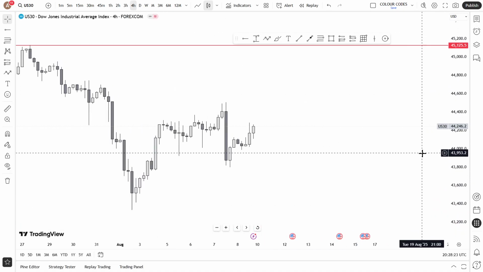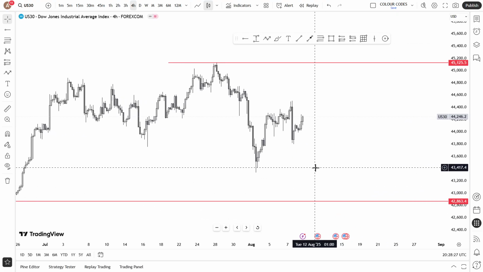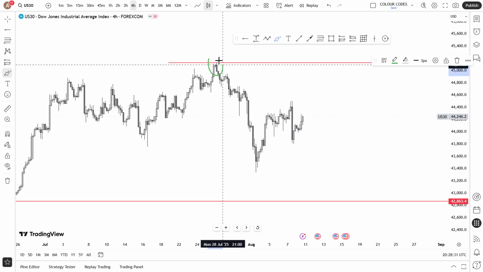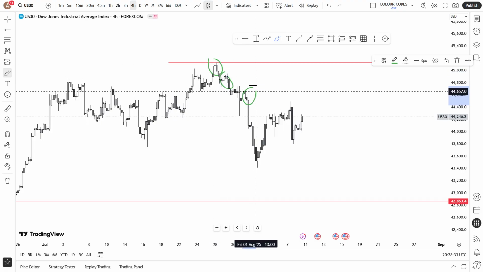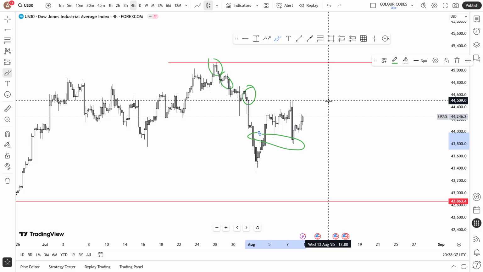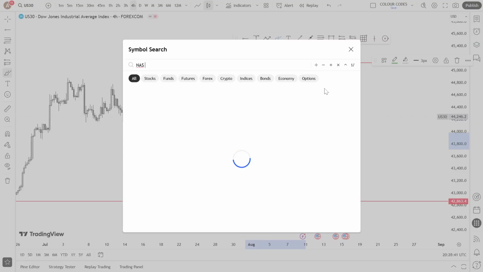I'm not so confident about what I'm seeing. A lot of imbalances not filled. I wouldn't advise. Not filled, not filled, not filled. I'm not seeing consistency. Once I don't see the consistency, I'm not interested. Let's look at US 100.